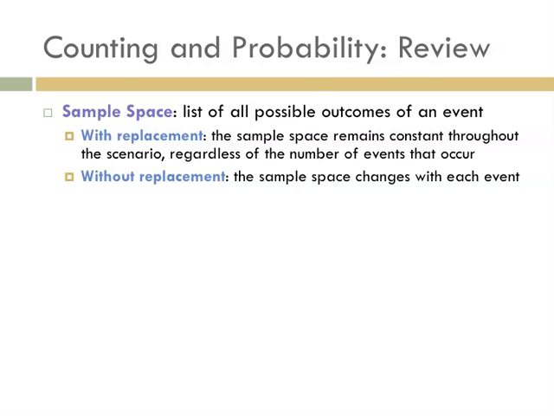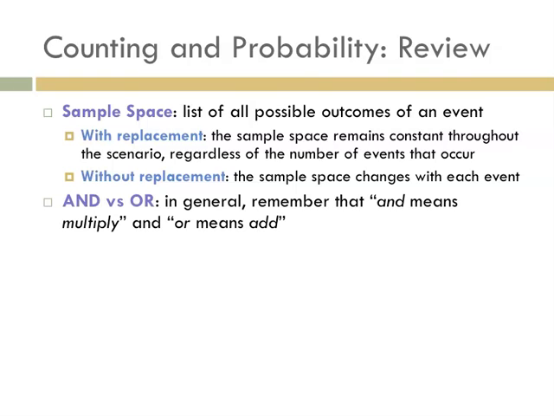All right, another important item when we're talking about counting and probability is using the word and versus the word or. So in general, remember that and means multiply. So what is the probability that this event and this event happens? You would multiply those probabilities. Or generally means add. So what's the probability that this will happen or this will happen? Well, you add those probabilities together.